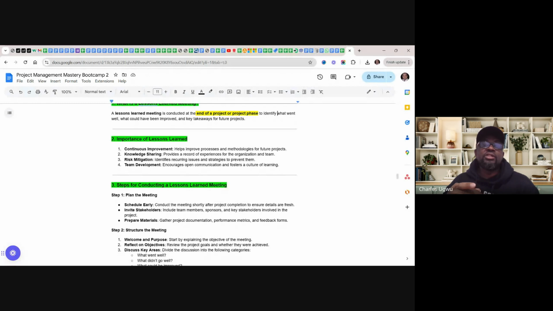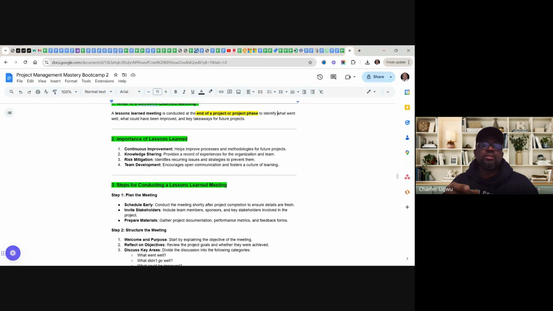So another one is risk mitigation. Identify recurring issues and strategies to prevent them. So we want to document lessons learned, some of the recurring events or risks. Over time, develop a sustainable risk strategy that will make sure that it doesn't happen again, or conduct a root cause analysis to find out why some recurring events or issues keep happening.